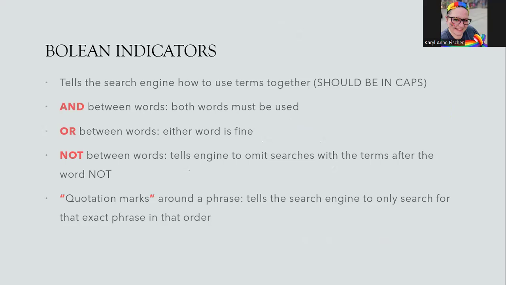Quotation marks around a phrase, so more than one word, tells the search engine to only search for that exact phrase in that order. So I could put quotation marks around Steven Universe, and then it's going to only show me things that have those two words in that order together.